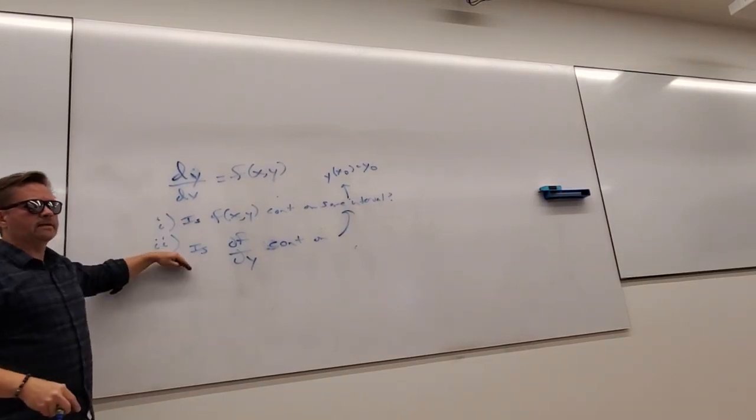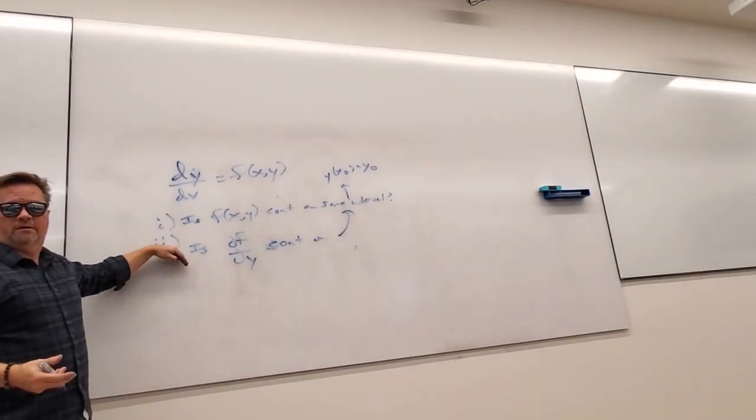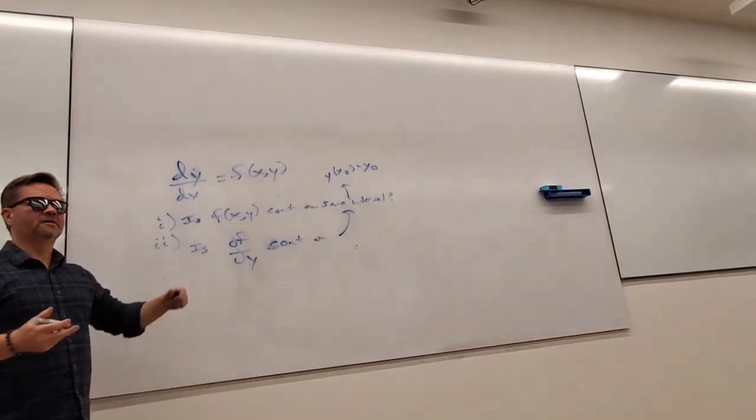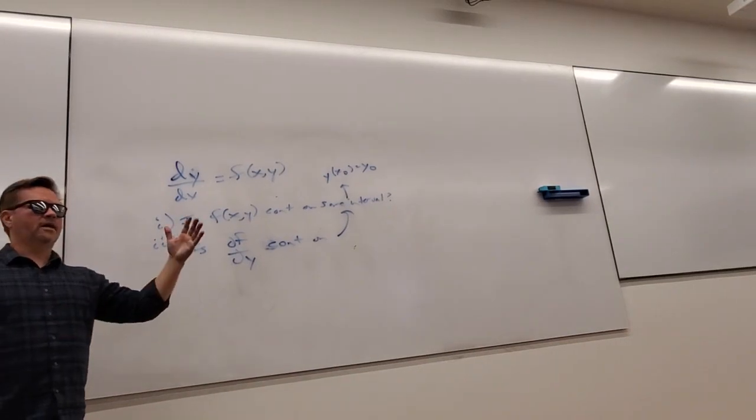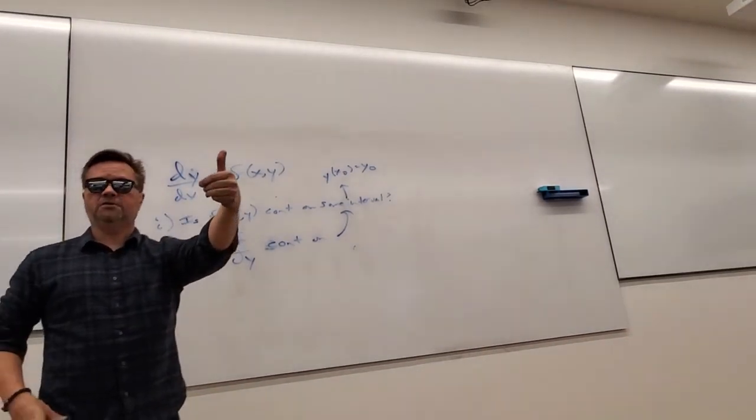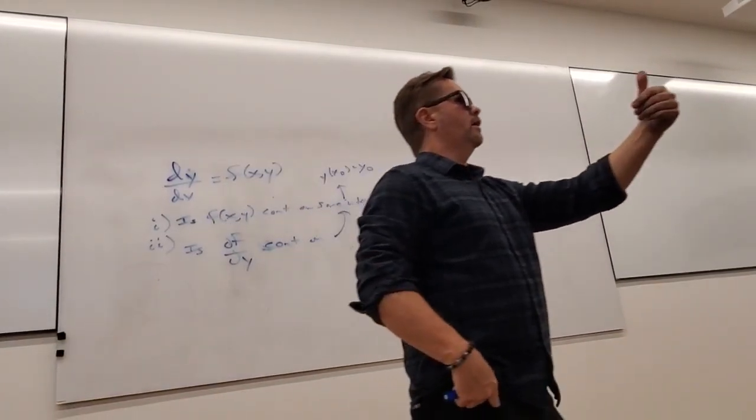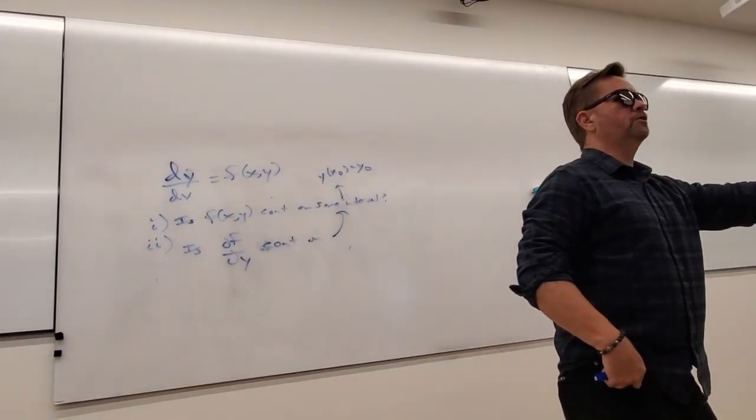If it doesn't pass either one or both, what does that tell me? Any damn thing could happen. It could have a unique solution. It totally could. It could have 80 solutions. It could have no solution.